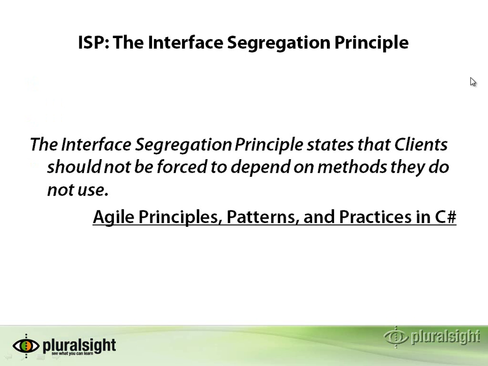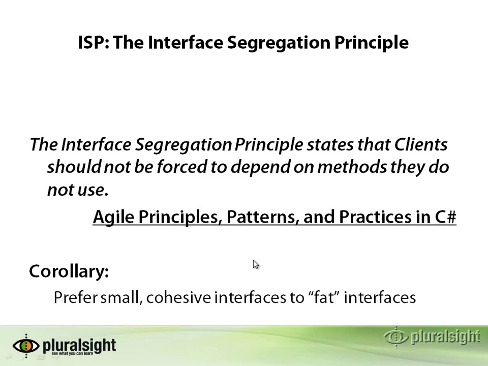So the interface segregation principle basically states that clients should not be forced to depend on methods that they do not use. This comes from the excellent book Agile Principles, Patterns, and Practices in C#. The corollary to this, of course, is that you should prefer small, cohesive interfaces to fat interfaces.